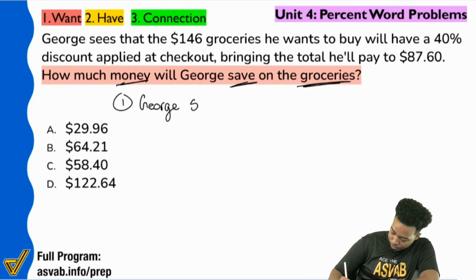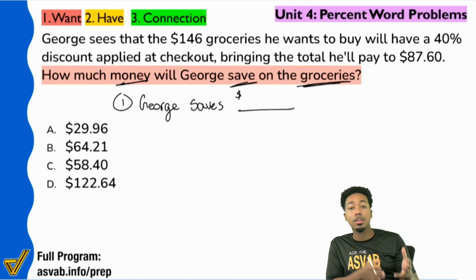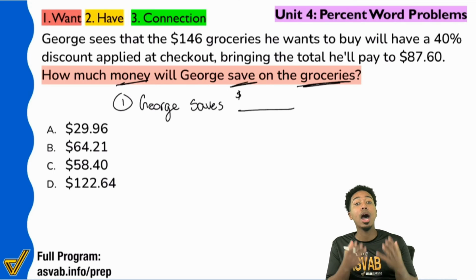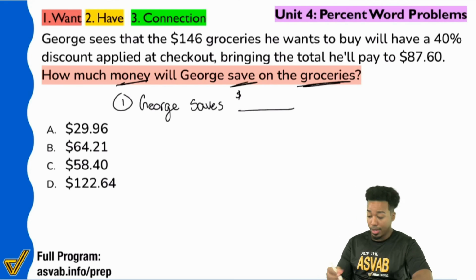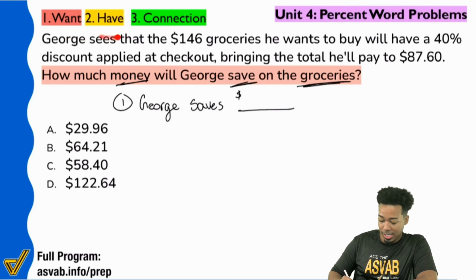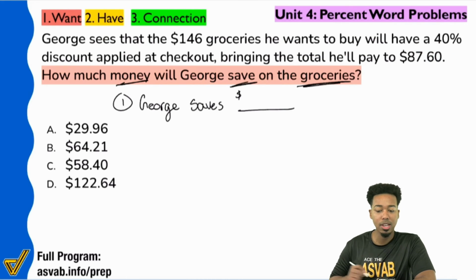George saves this much money. Okay, great. Now let's go ahead and gather the given information and let's find the optimal path. Let's find the best path forward. So here we go. George sees that the $146 in groceries he wants to buy will have a 40% discount applied at checkout, bringing the total he'll pay to $87.40. How much money did he save?